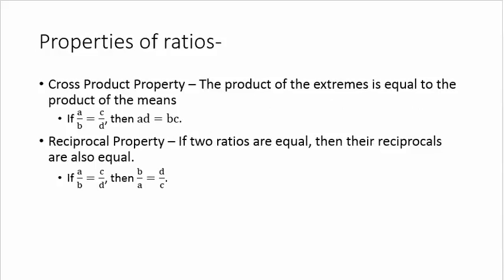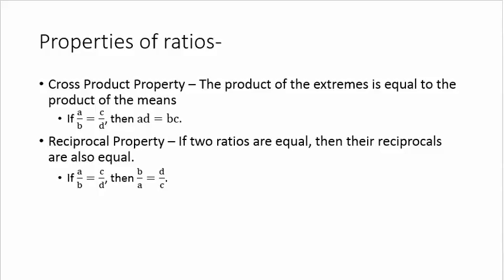So we have a couple properties of ratios. The first property is one you're very familiar with, the cross product property, which says that the product of the extremes is equal to the product of the means. And we know this as cross multiplying. So if the ratio A to B is equal to the ratio of C to D, then we can multiply A times D and set it equal to B times C. And we'll do a lot of that in this section.